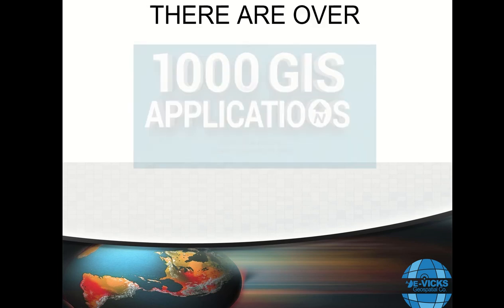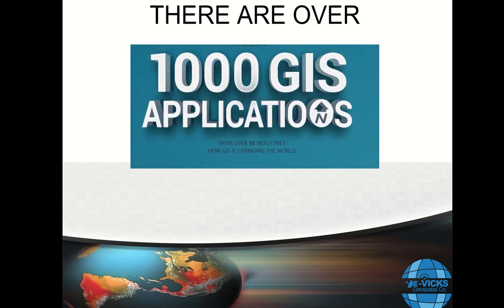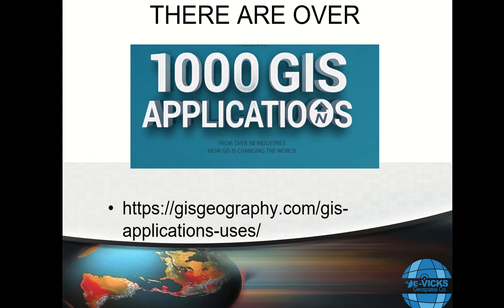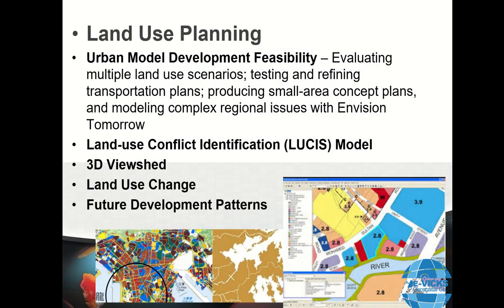So next we'll be looking at the various applications of GIS. There are over 1,000 GIS applications in over 50 industries, and the list keeps building up because GIS is tied to location. Once there's a locational problem, GIS can be applied, and we'll be looking at some of those areas of application, like we have here in land use planning.